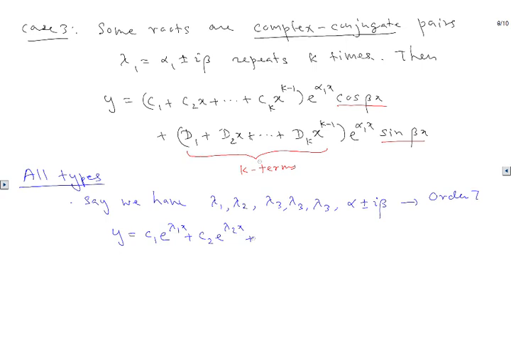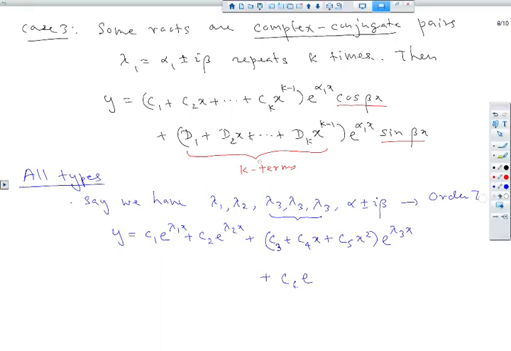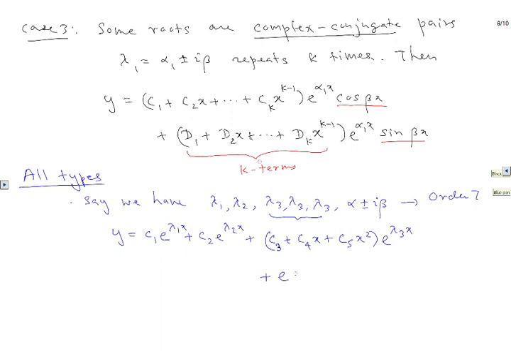The first two are different, and then the next three repeat. So this is a repetition. So what we can do, we're going to write C3 plus C4x plus C5x squared, times e to the lambda 3x, and then we have plus the sine cosine term. So we have e to the alpha x, and then we have c6 cosine beta x plus c7 sine beta x. You can write c inside that, but we normally write it like that. It doesn't matter how you write it. Good. So that's what happens if you have multiple types. So you can just write it like this.